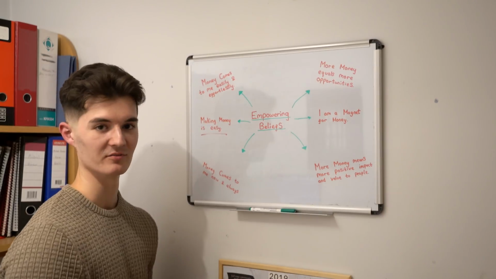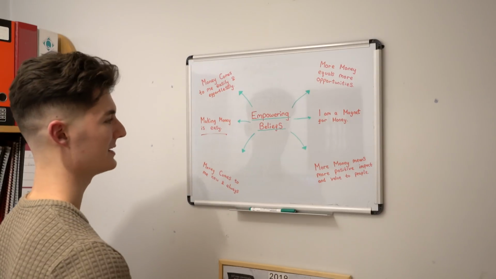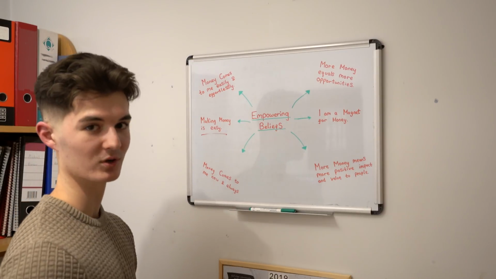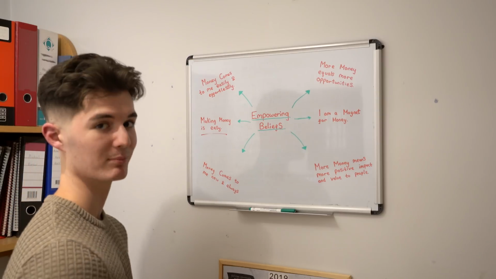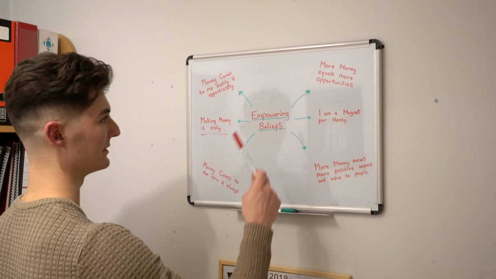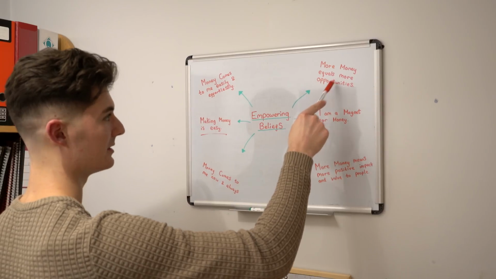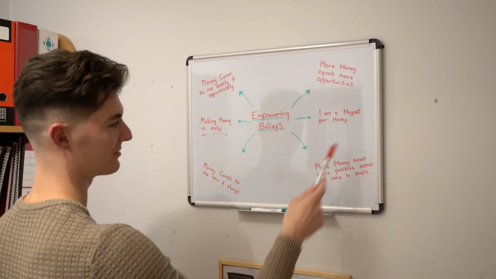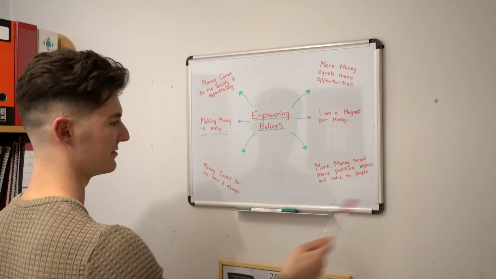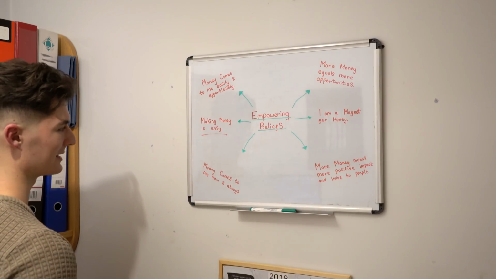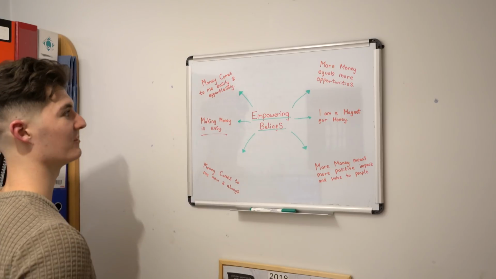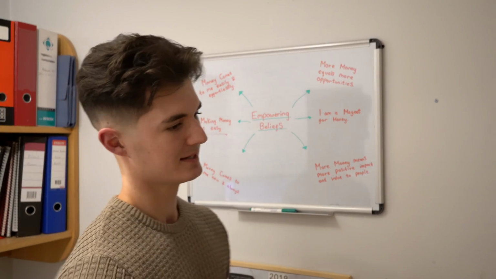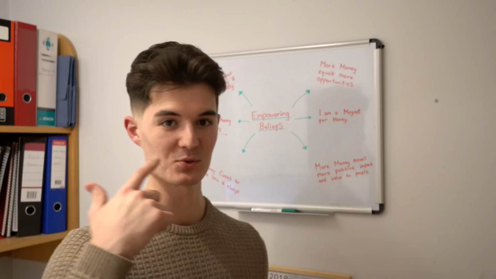You may have seen this at the start of the video in terms of empowering beliefs. This is going to seem cliche for anyone clicking on the video, but it's such an important part of it, because what I'm trying to do is reprogram my subconscious mind. And you can see here: more money equals more opportunities. I'm a magnet for money. More money means more positive impact and value to people. Money comes to me now and always. Making money is easy. Money comes to me effortlessly, easily. Those are the empowering beliefs I'm trying to get into my subconscious mind.